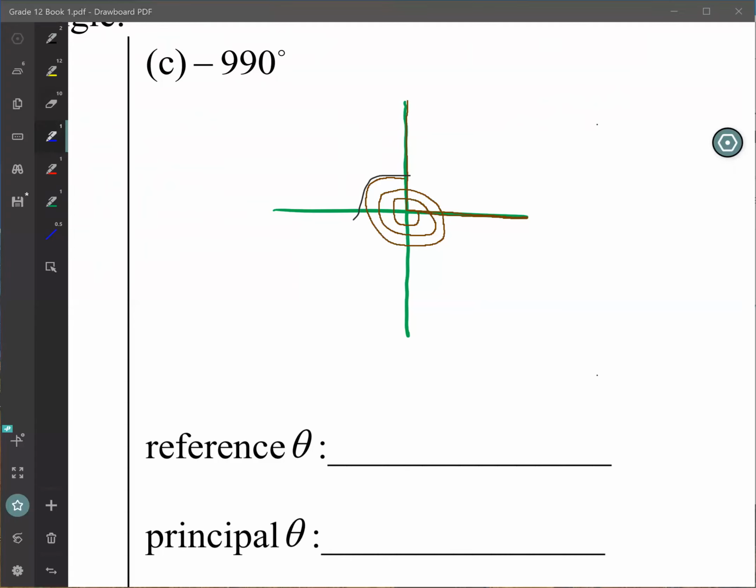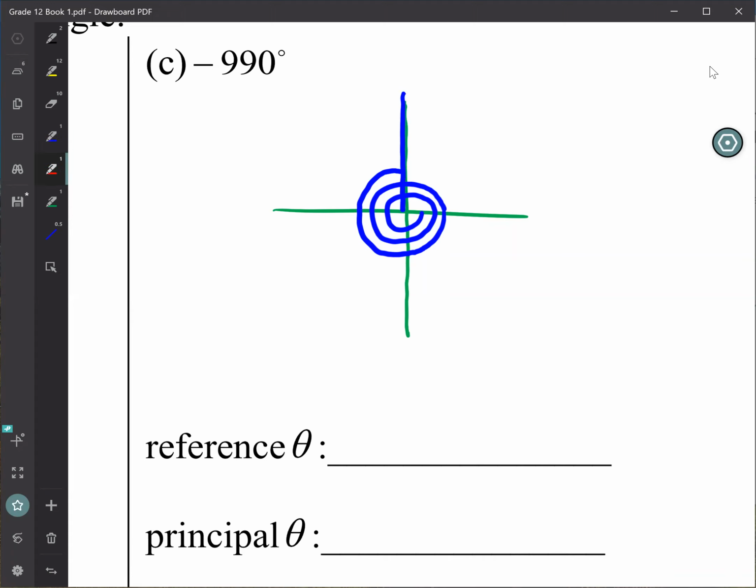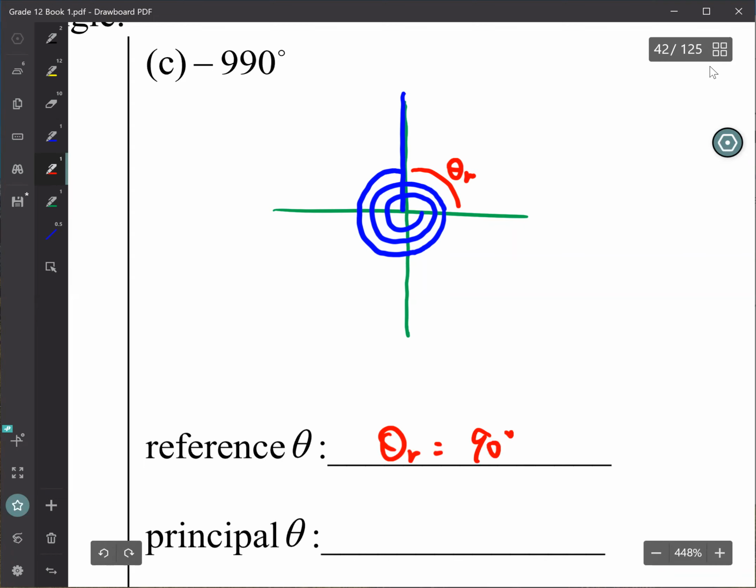So let's clear that. Negative 990, so 1, right? And then 2, and then 3/4 of it. So your terminal arm is right here. You can use either side to be the reference. You can say this side is the reference, or the other side is the reference, doesn't matter. So here is 90 degrees.